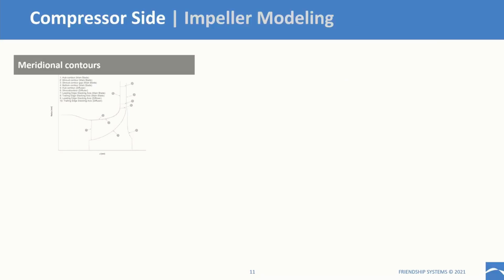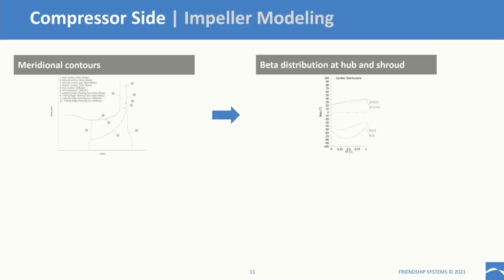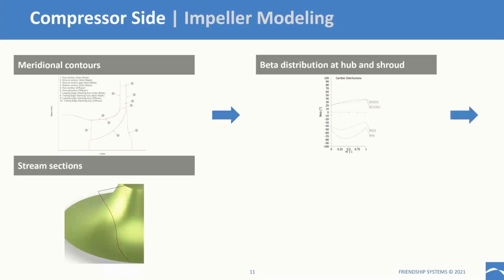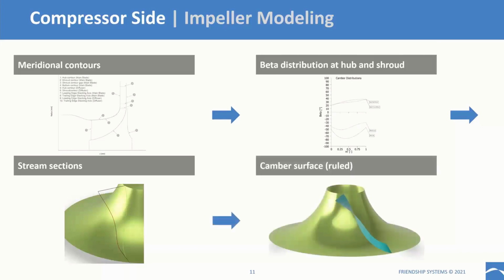So let's look at the modeling process for the compressor impeller. Here we start with the meridional contours, hub and shroud contour, and then we specify the blade angle distributions or beta distributions at the hub and at the shroud. This allows us to create the mean camber lines of the compressor profiles on hub and shroud. And we can connect these two camber lines with a camber surface.